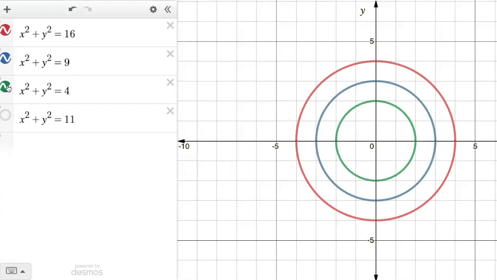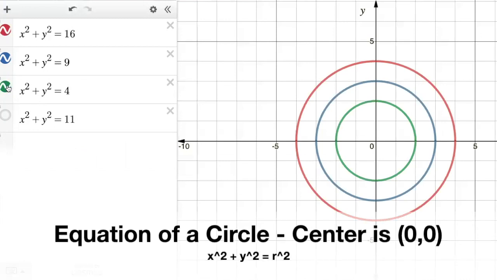And finally, when the right-hand side equals 4, you can see that the circle intersects the axes at +2 and -2. What we notice then is that the radius of each circle, measured from the center to the edge of the circle, ends up being squared when you put it on the right side of the equation. So if your circle is centered at the origin 0, 0, the equation will always look like x squared plus y squared equals the radius squared.